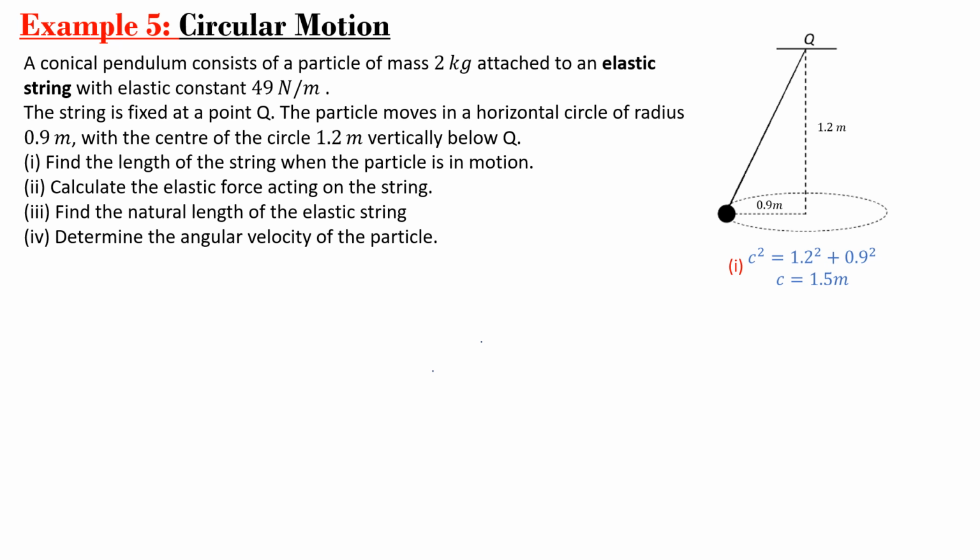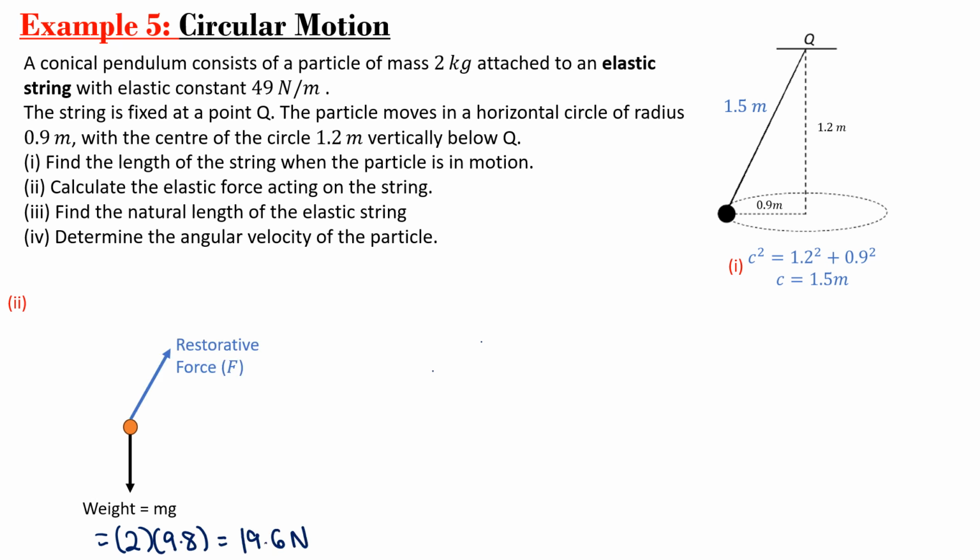Hypotenuse squared is 1.2 squared plus 0.9 squared. So C is 1.5 meters. So then it asks us to calculate the elastic force acting on the string. So we have weight, which is acting down, which is mass times gravity, which is 2 times 9.8, which is 19.6 newtons. We then have a restorative force. So this force here is that force due to Hooke's law.